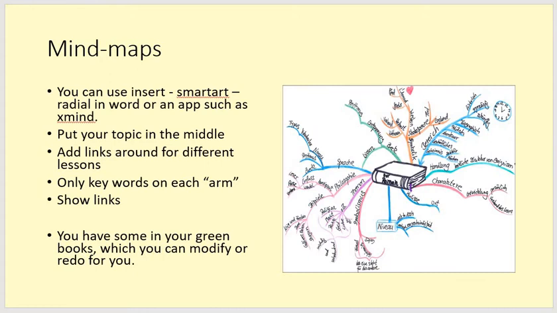Next thing we can use is mind maps. Now, we have made these in class before now. We've had our topic on a double page and we've added bits as we've gone along. You can use Insert and SmartArt and Radial if you're using Word. And that will get you a chart with bits coming off it. You then type in the boxes.